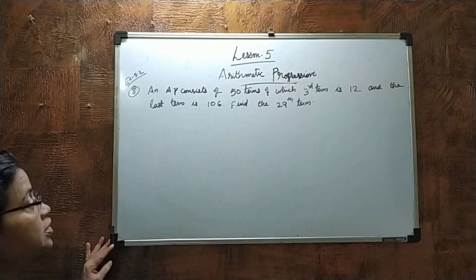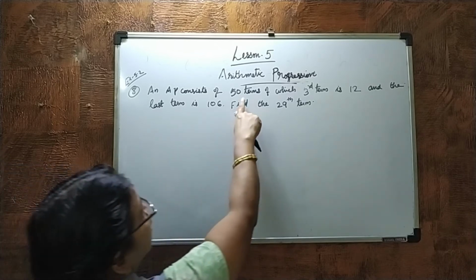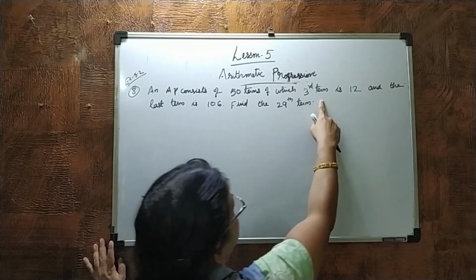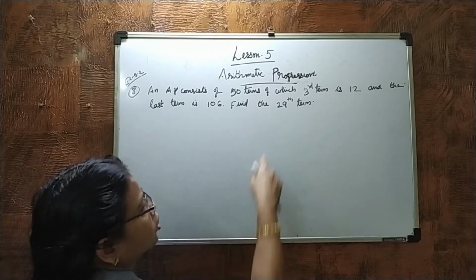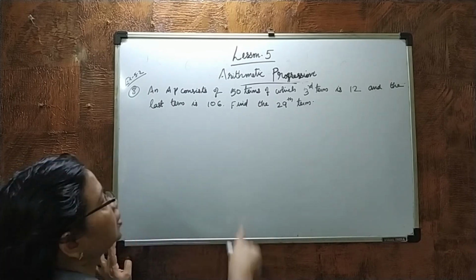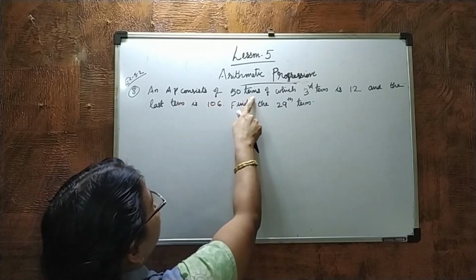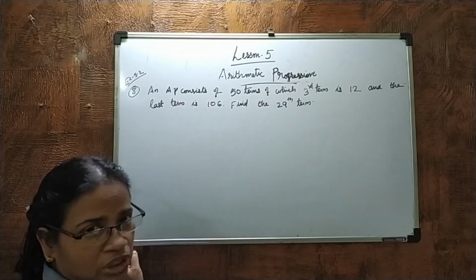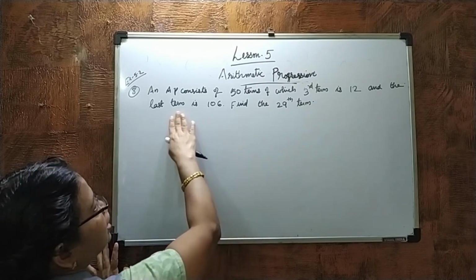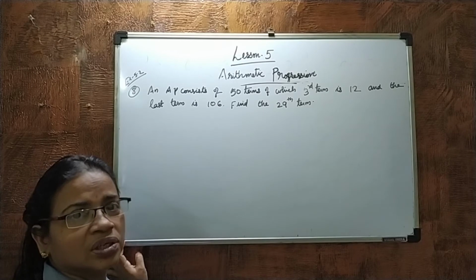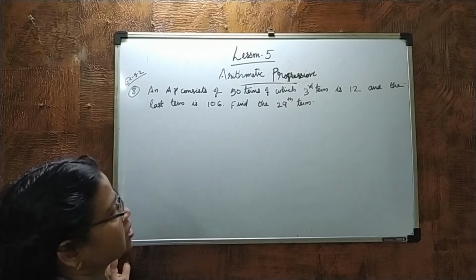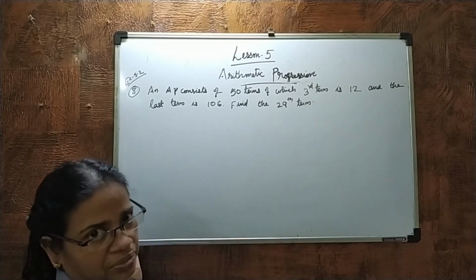Now the next one, exercise number 5.2, 8th question. An AP consists of 50 terms, of which the third term is 12 and the last term is 106. Find the 29th term. Total 50 terms are there. One clue is that the last term is 106, which means the 50th term will be 106.